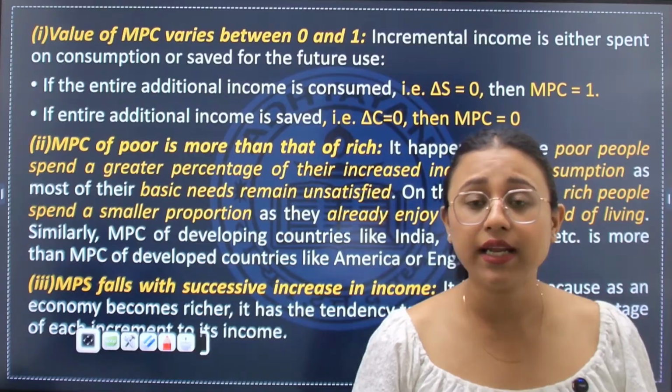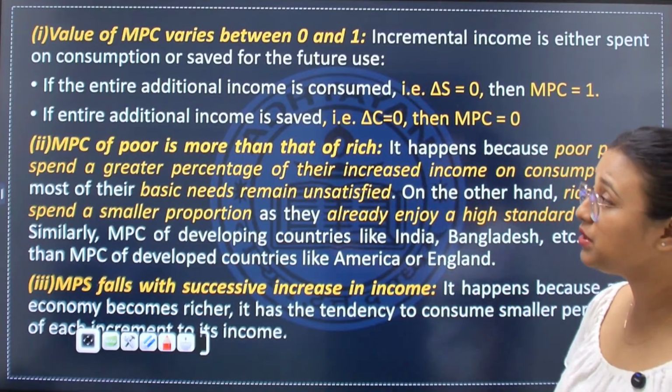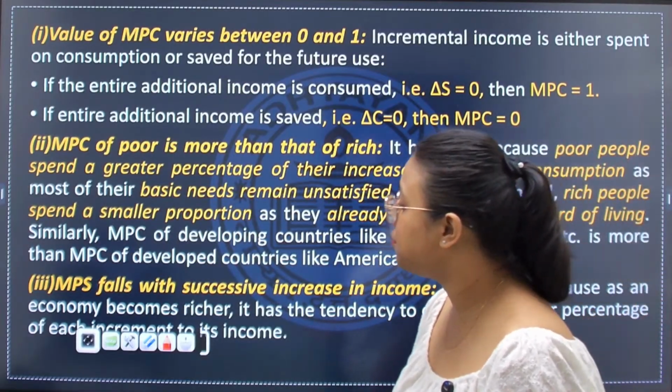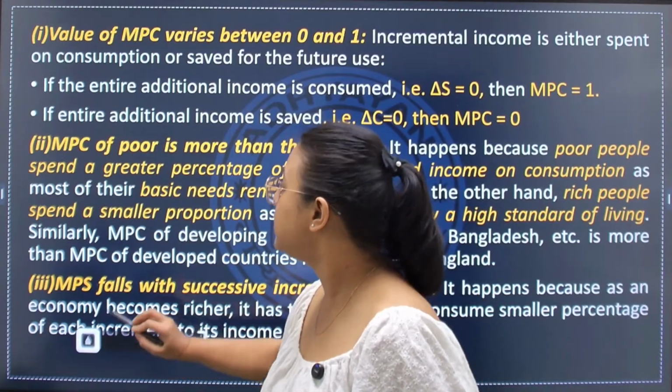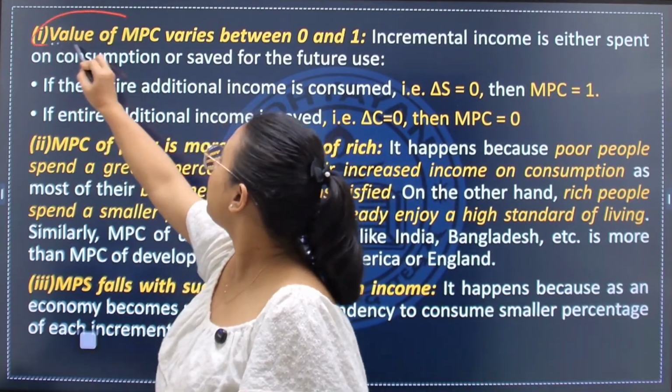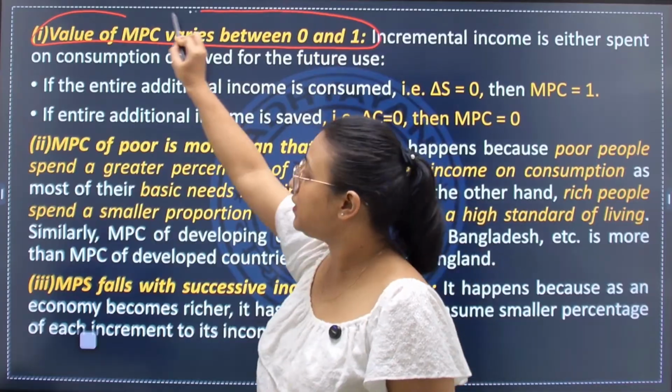Next, there are certain things, additional information that you need to learn about propensity to consume. First is that value of MPC varies between 0 and 1.